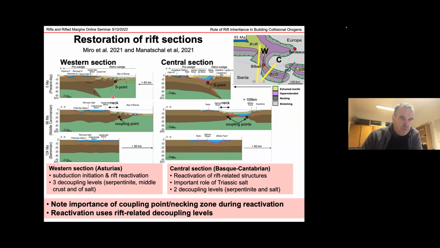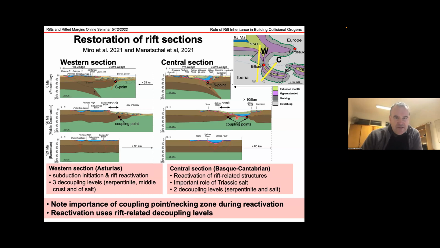This can be seen on both margins, and we can note the importance of coupling points or necking zones during the reactivation. What is in front of the necking zones can be subducted or accreted. What is in the back is forming as buttresses in the orogen. And the other important point is that the reactivation uses rift-related decoupling levels.